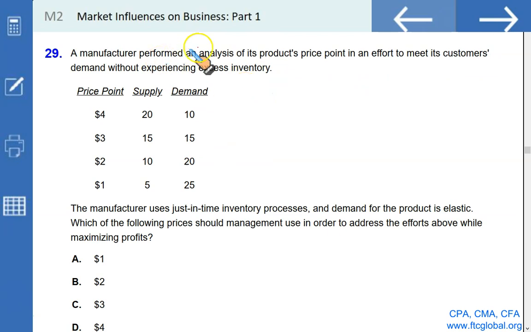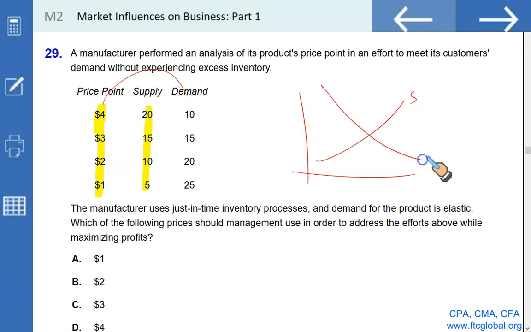A manufacturer performed an analysis of its product's price point in an effort to meet its customers' demand without experiencing excess inventory. Okay, now just look at this. These are the price points and supply. So if you just take these two, this is what you will get, a supply curve. And if we incorporate price and demand into it, it will become your demand curve. Now the manufacturer uses just-in-time inventory processes and demand for the product is elastic. Which of the following prices should management use in order to address the efforts above while maximizing profits?